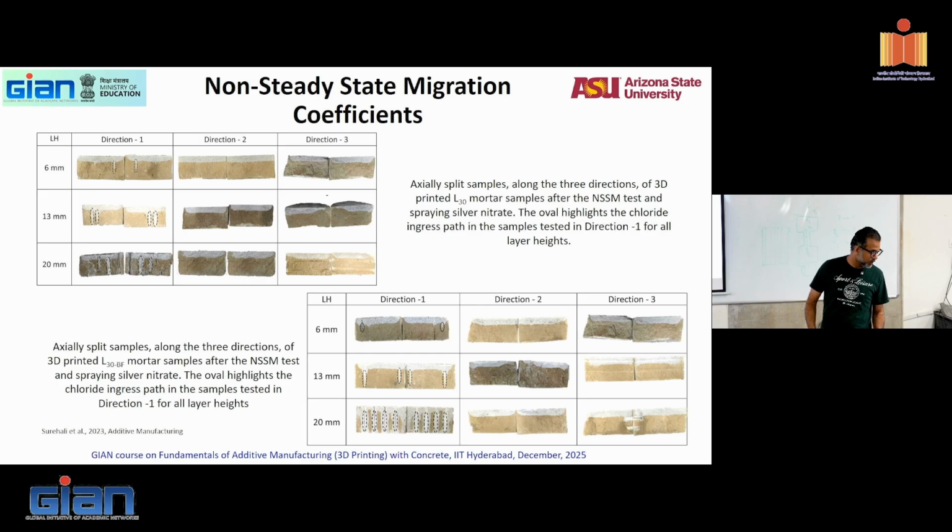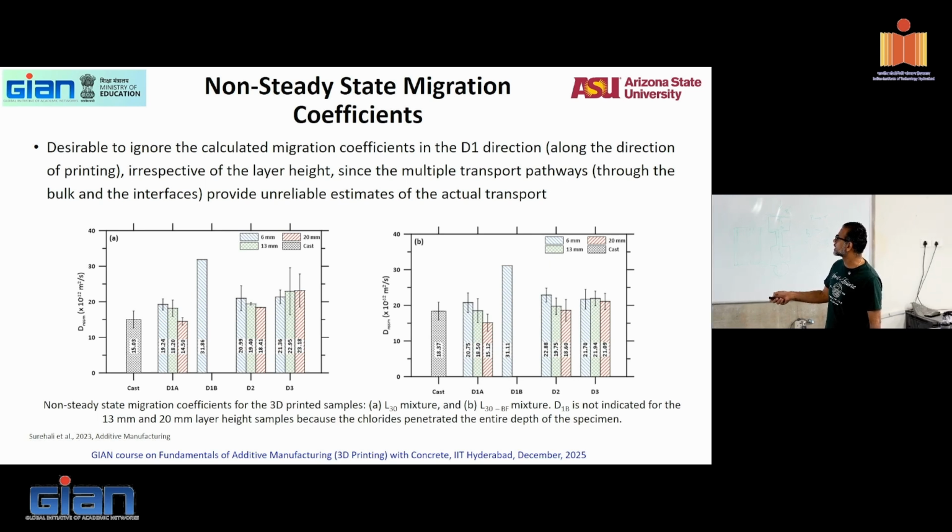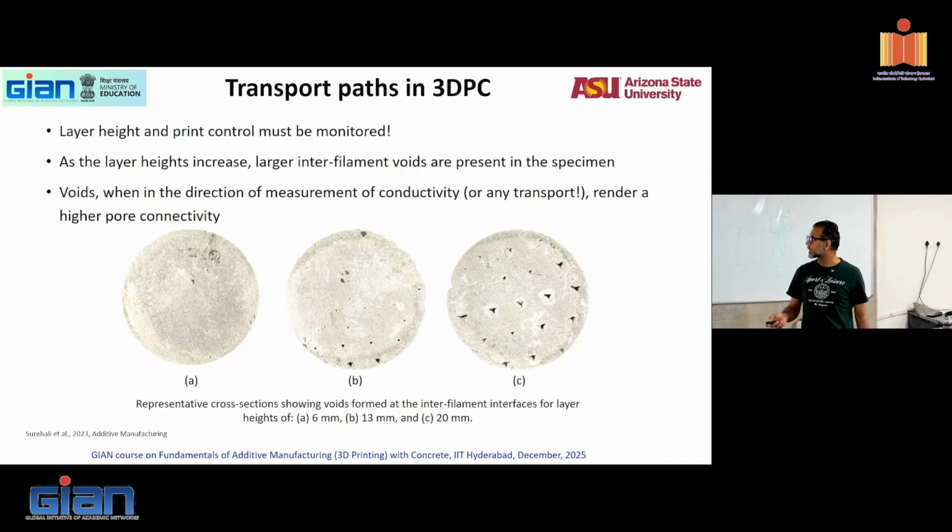Then you can use some equations to find out what your migration coefficients are, and you can find out the migration coefficient as a function of different directions. If it's uniform, you want it to be the same, but these values are typically much higher than conventionally cast concrete. You see where the cast concrete value is here, all of these values are higher. So you can find out what your transport properties are this way.